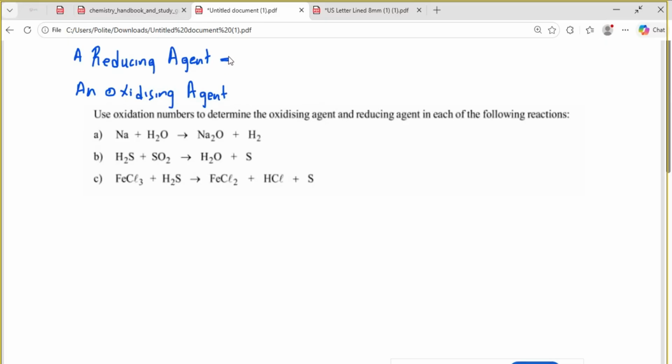Okay, so this one is a substance that donates electrons. So if it donates electrons, we say it undergoes oxidation.